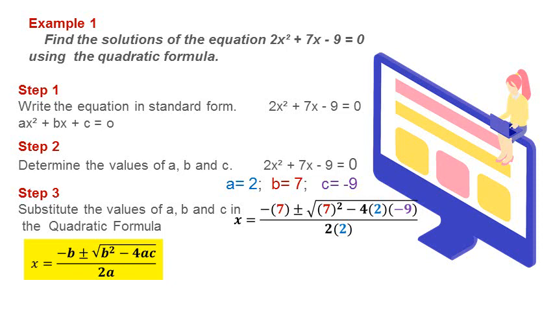Step 3. We will substitute the values of a, b, and c in the quadratic formula. So we have x is equal to negative b plus or minus the square root of b squared minus 4ac all over 2a. Then it will become x is equal to negative, the value of b, we have 7, plus or minus the square root of the value of b is 7 square, minus 4 times the value of a, we have 2, times the value of c, negative 9, over 2 times the value of a, we have 2.